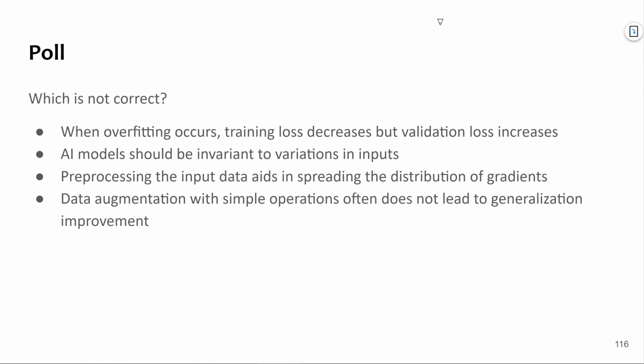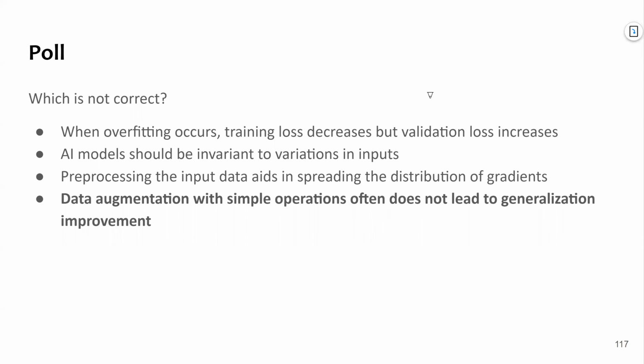Okay, let's check the answers together. The answer is the fourth option. When overfitting occurs, we saw this graph: the training loss decreases, but the validation loss starts to increase.